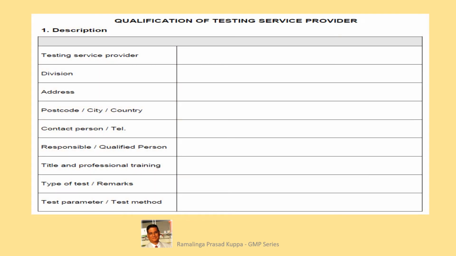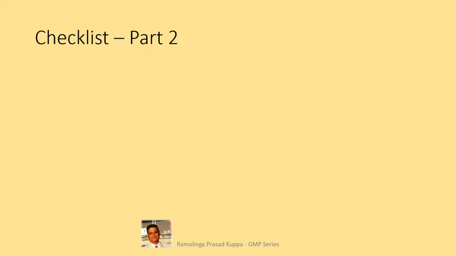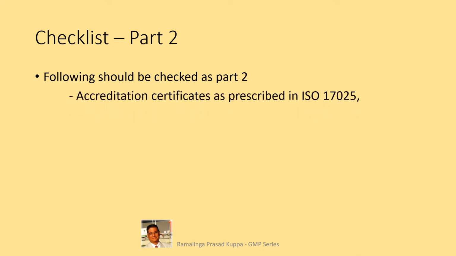This information is captured in this format. The information can be obtained from the guideline PA/PH OMCL 1439 R2. Let us see the Part 2 checklist. Following should be checked as Part 2.